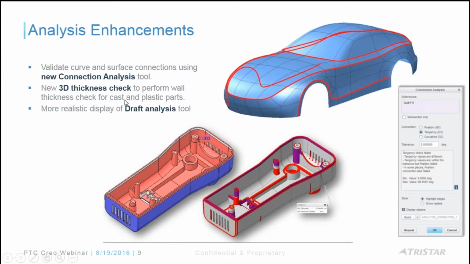The analysis enhancements include a new connection analysis to check if the surfaces have G2 continuity, or tangency G1, or are just sharing the boundary. Also, there is a 3D thickness check. This is a new functionality that enables users to understand the thickness of their design. It is particularly useful in the design of plastic parts and gives you a nice indication of where you're violating your minimum thickness, and it's all color coded. There is also an enhancement in the draft analysis tool. Now it has a more realistic display, using three colors to present your draft analysis.